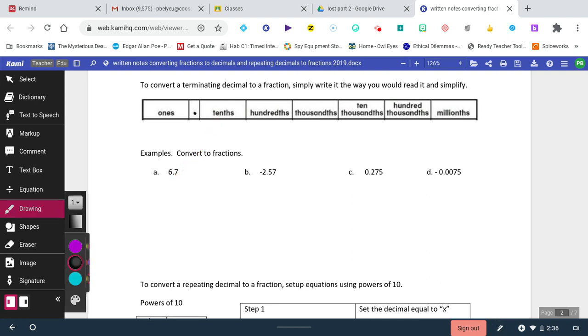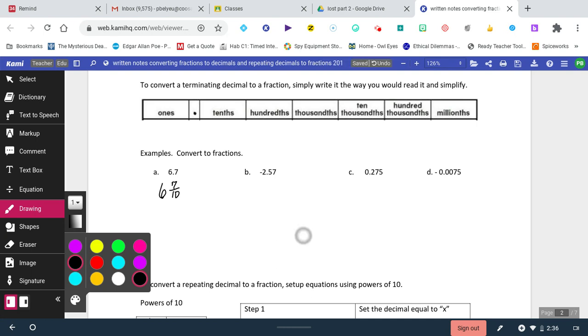So if I read it as 6 and 7 tenths, I write it as 6 and 7 tenths. When you get to the "and" part, you always write it as a fraction. Okay, so I say 6 is the whole number, and 7 tenths becomes a fractional part. Okay, I'm going to take a look at this one.